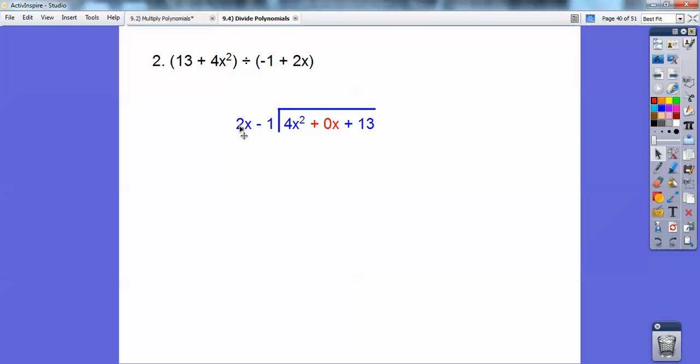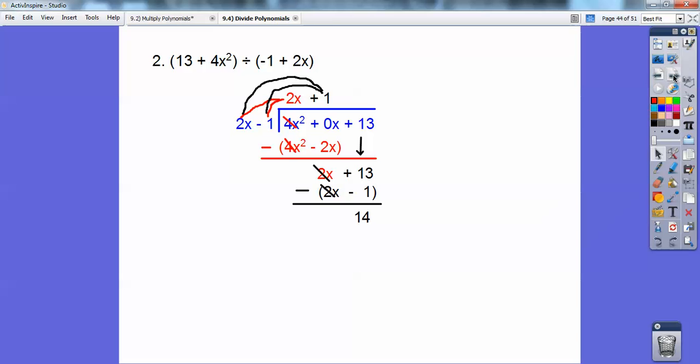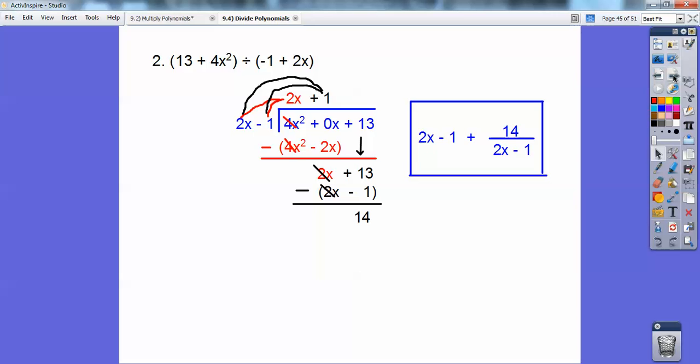And then here we go. 2x times what gets me 4x squared? 2x times 2x gets me 4x squared. So I multiply 2x times that, and I get that. Parentheses, subtract. Here we go. Okay, slide down that 13. And again, one more time. 2x times what gets me 2x plus 1? Okay, so go ahead and multiply those and then subtract. You get 14. So start at the top and go clockwise.